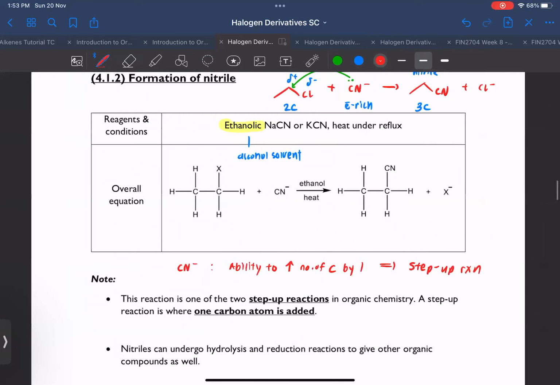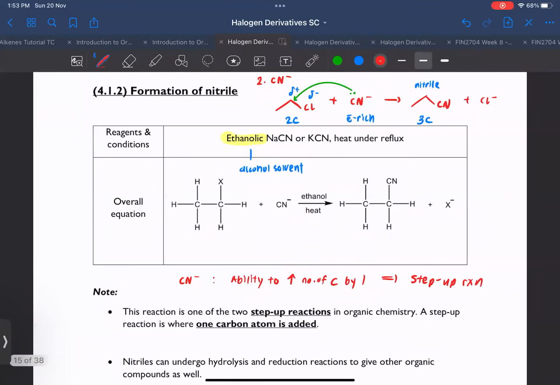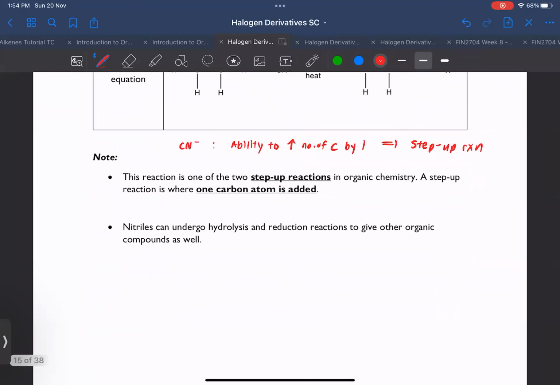So you might be wondering what's so special about increasing the number of carbon atoms. It's actually very, very useful in producing bigger compounds. Later when we do questions, you all will see why. But now I need you all to look at this. I'm going to look at further reactions of nitriles. Again, nitrile doesn't have a dedicated chapter, so we are just going to learn all about nitriles in this chapter.